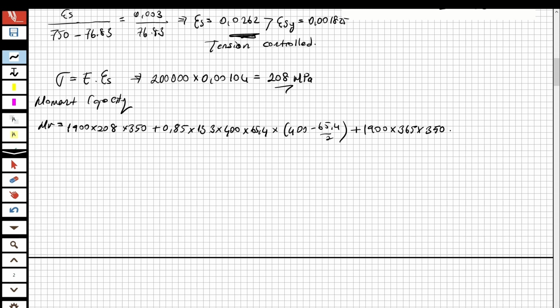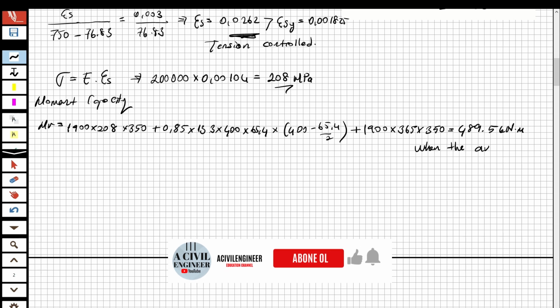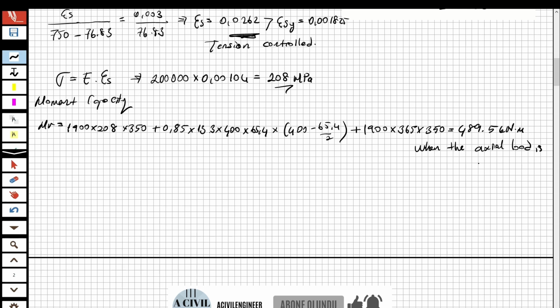It is 350 millimeter. From this equation, I'm going to obtain the moment that can be carried by this cross section as 489.5 kilonewton meter, when the axial load is 0. Okay.